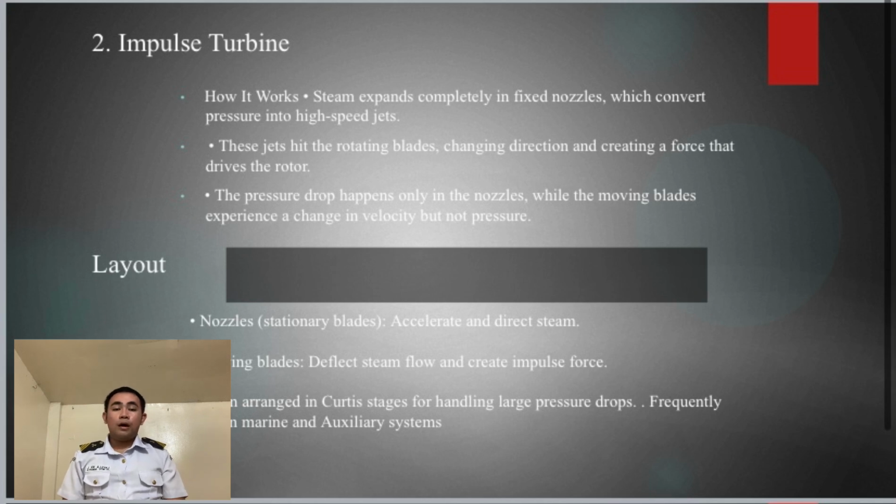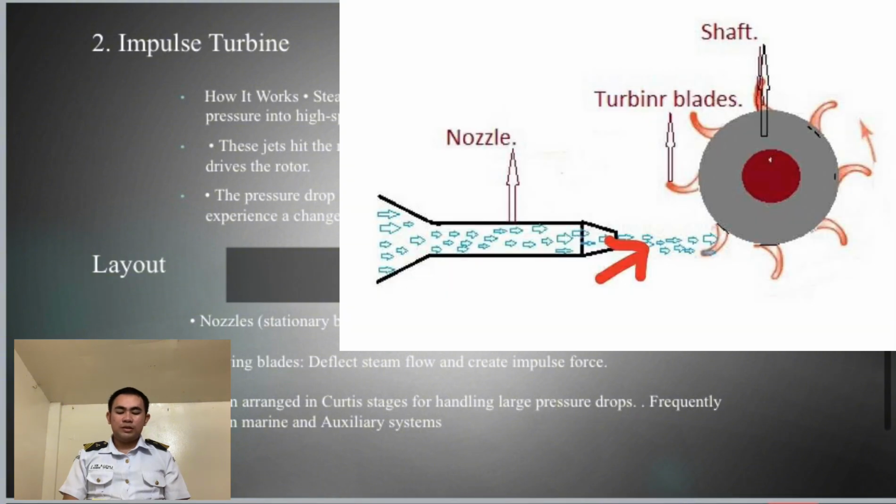Next, how it works, which is the operating principle. Steam is expanded entirely in stationary nozzles before it strikes the rotor. Next, the nozzles convert the steam's pressure energy into kinetic energy, giving high velocity steam. This jet strikes the rotor blades, changing the direction of the flow.